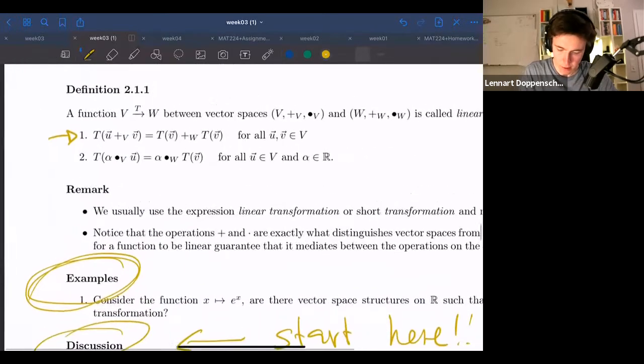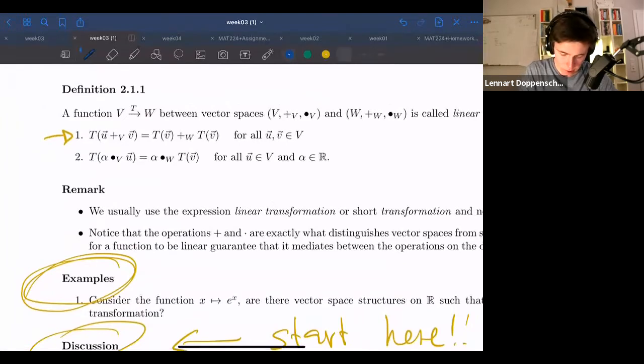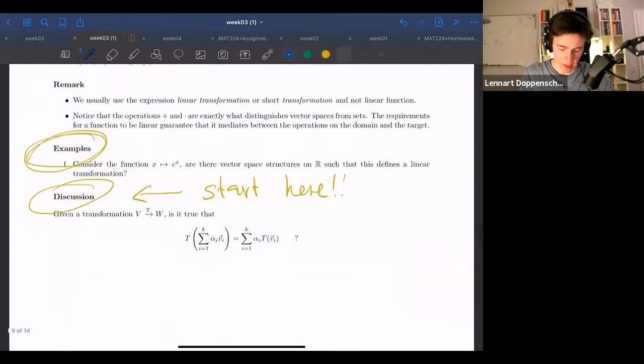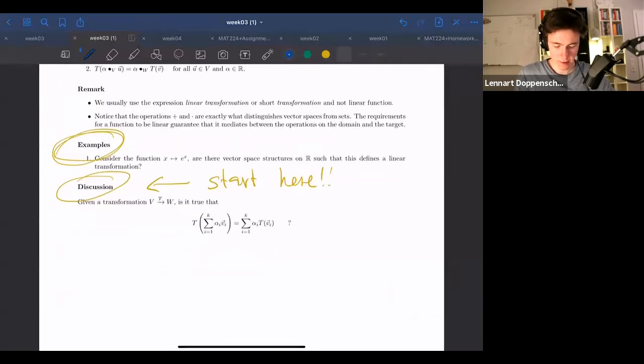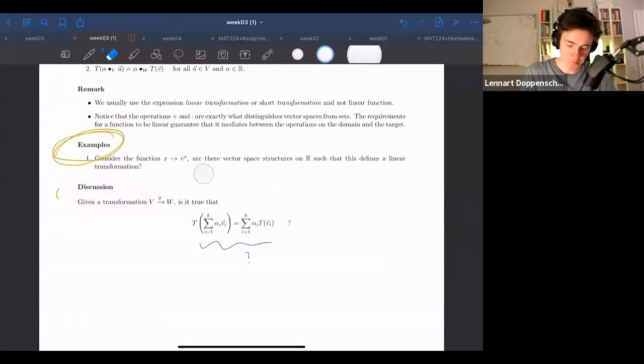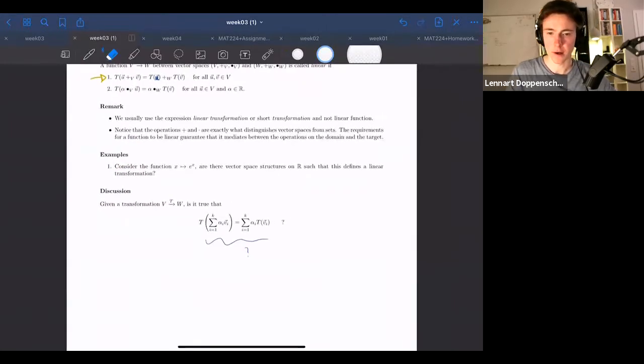Actually, this is a typo. So this should be, of course, u. Can you deduce that this is also true? Is this true? This is just to give you some practice with this notation. Any ideas how we could try this?